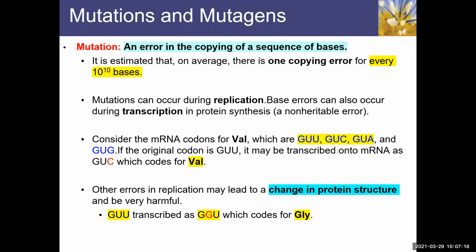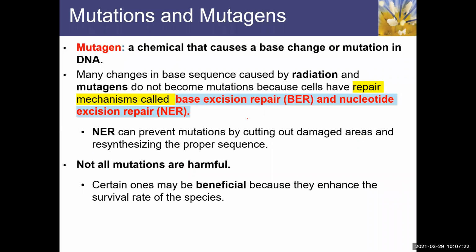Okay, so now the mutations, it's basically the same thing we discussed previously. If you remember, in the previous chapter we spoke about nucleotide excision repair and base excision repair. So you need to know the definition. What is a mutagen? A mutagen can be any chemical or any radiation that can cause a base change or a mutation in the DNA.